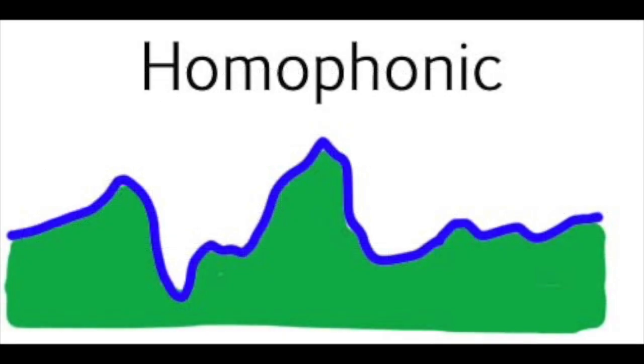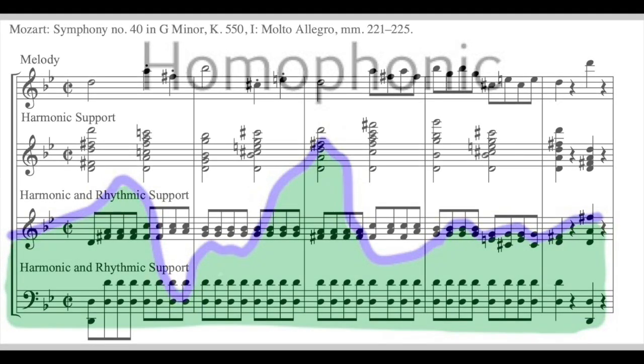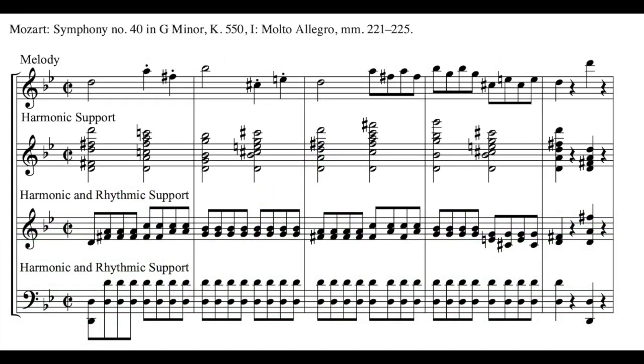Another example of homophonic texture is Symphony No. 40 in G minor by Mozart, in which we can see the separated harmonic support.